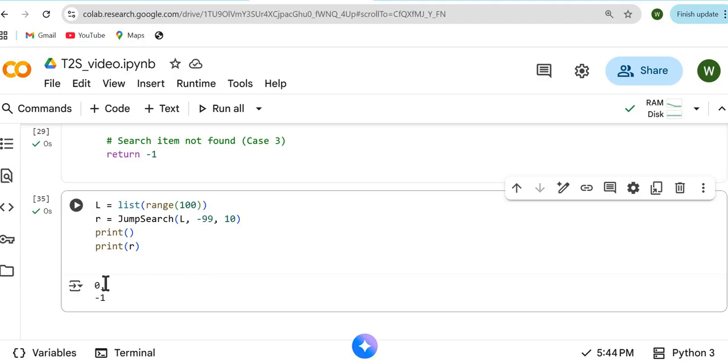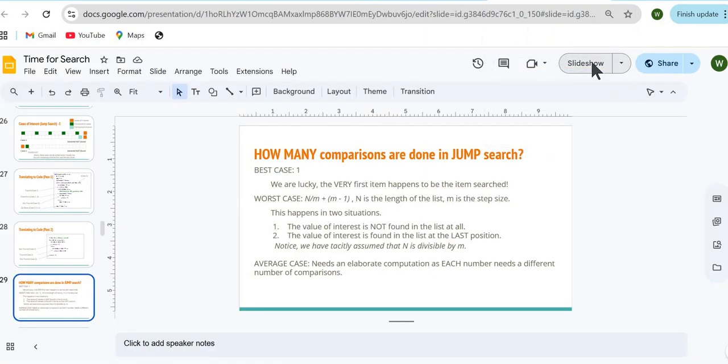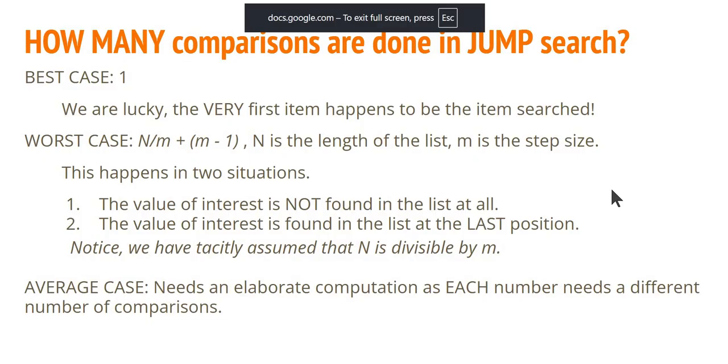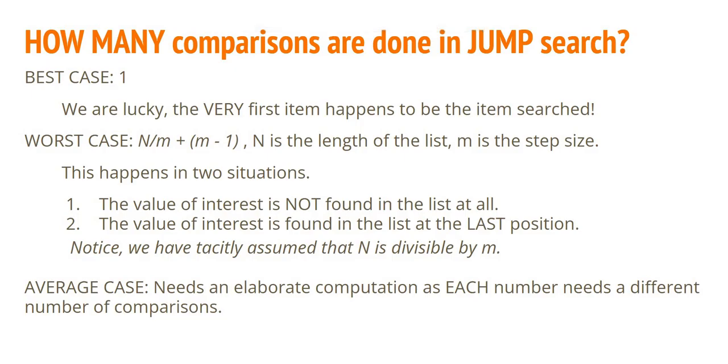So I hope this is giving you an idea how many iterations it's taking. Let's try to formalize this a little bit with a little bit of mathematics, because that becomes crucial in understanding the development of the argument going further. So basically, the best case scenario is still one, because we could be lucky. The very first item happens to be the item that we are searching. However, what we are most interested in is the worst case scenario.